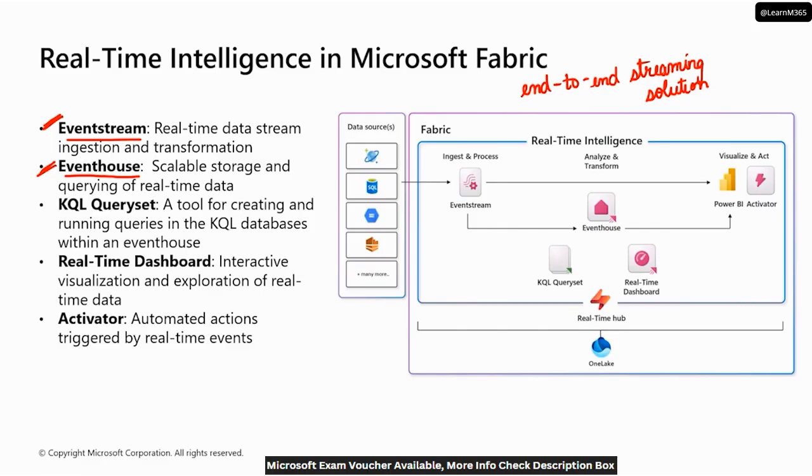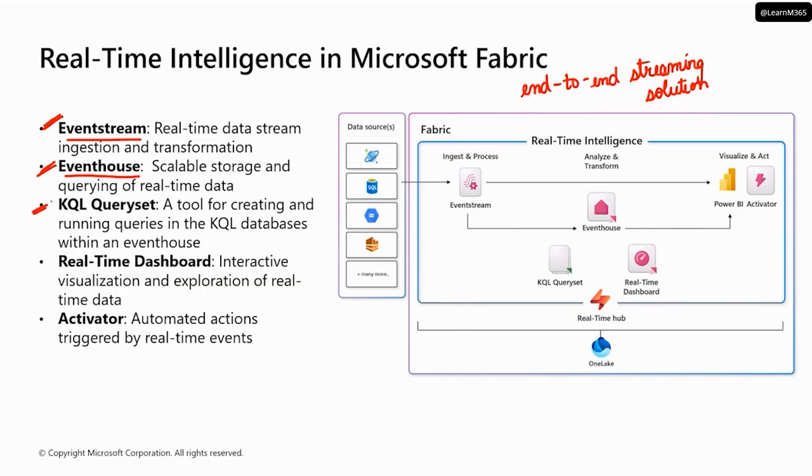It enables high-speed querying using KQL, which is a custom query language. This Event House also serves as the foundation for exploratory and historical analytics on the streaming data. Whatever real-time data is captured, you can store it in the Event House, which also includes one or more KQL databases in it.